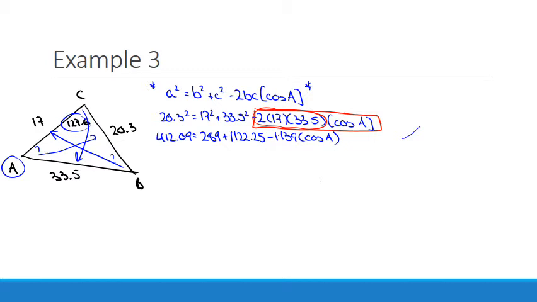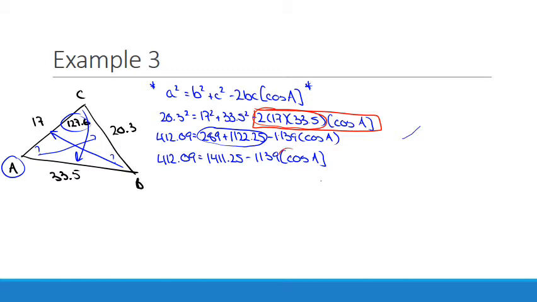And then now I start my process of collecting the like terms and then moving things around. So I'm going to collect these two first, 412.09. Once I add those two things up, I get 1,411.25. Again, reminder, I'm not a robot. I have this written out. Minus 1,139 times cos A. I don't want to make you guys wait while I do my calculations. These videos are long enough already. So now I'll start again.